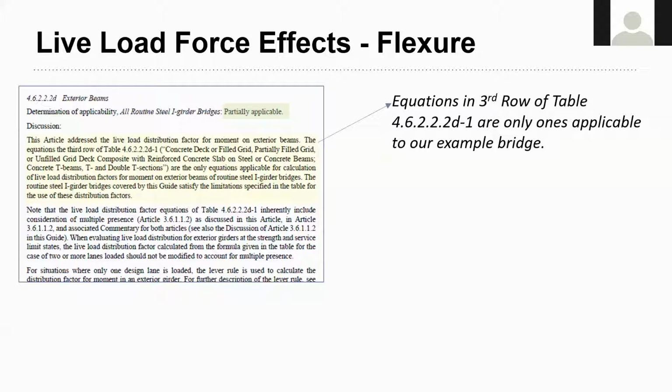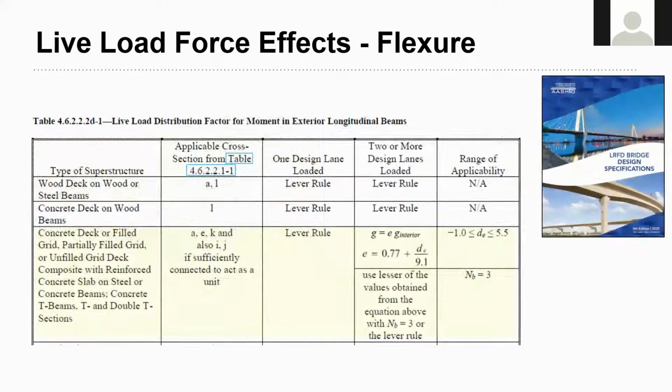Now, the guide tells me the equations in the third row of Table 4.6.2.2.2d-1, which is for the exterior girders or exterior beams, are the only ones applicable. So again, this is a different table from the one I showed before. This is the one for exterior longitudinal beams. And lo and behold, again, the guide points me right to where I need to look. I don't need to worry about anything else in that table. I need to worry about this third row in the table.